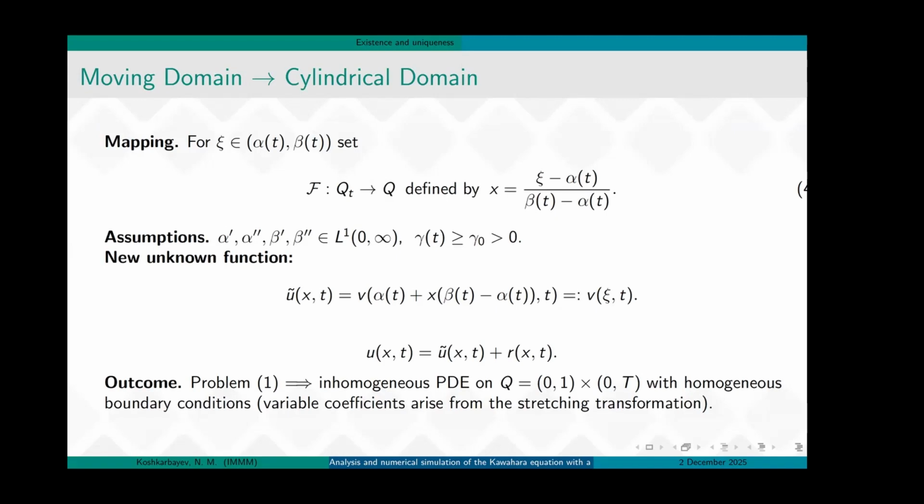Furthermore, to use the Galerkin method, we need to handle boundary values. We introduce a new function, u_x, to bring our system to homogeneous boundary conditions. This transform is crucial for constructing the approximate solution.